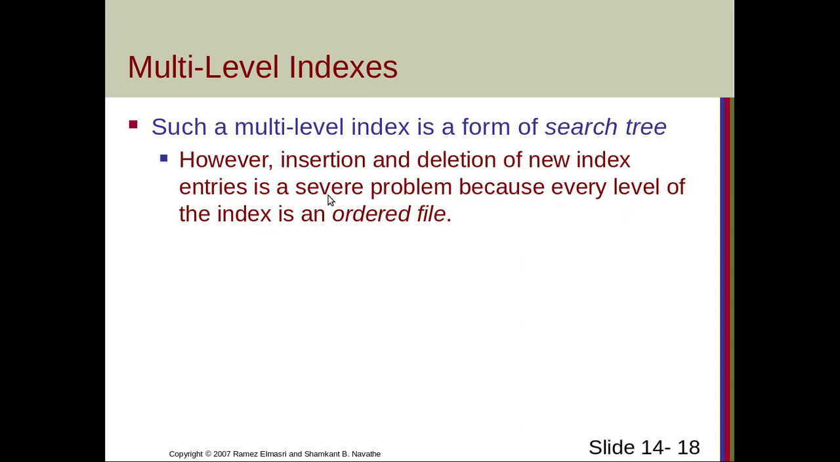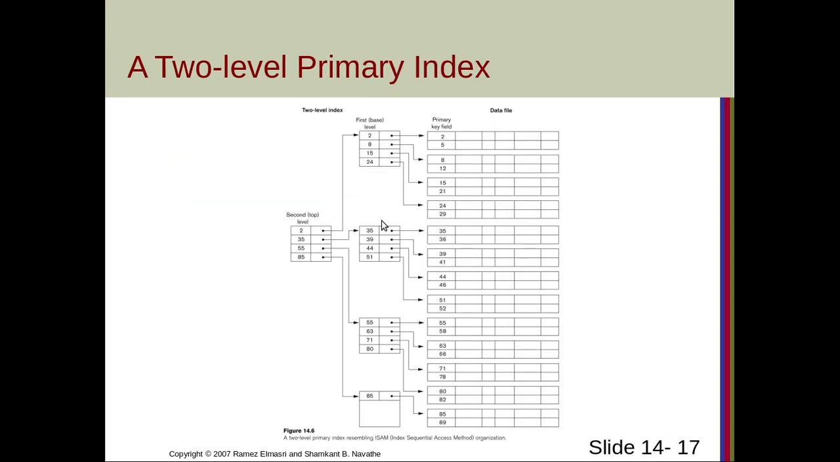So every level should be an ordered file. In the second level you have 2, 35, 55 and 85, and this is ordered. Then the first level we have 2, 8, 15 and 24, 35, 39, 44, 51, 55, 63, 71 and 80. All these are ordered. That means here we see the key field also.